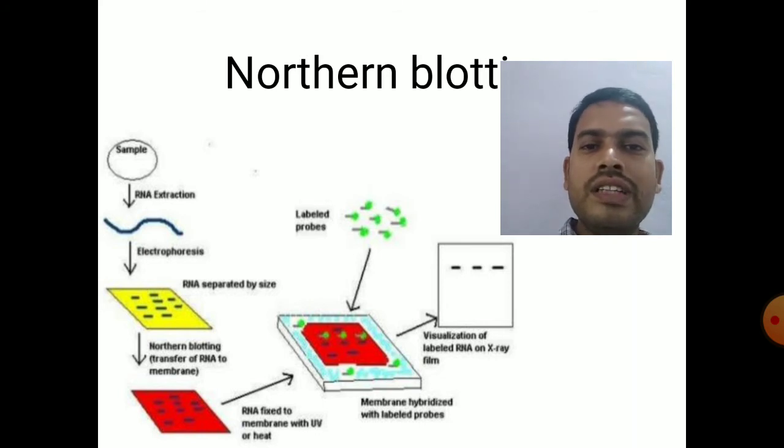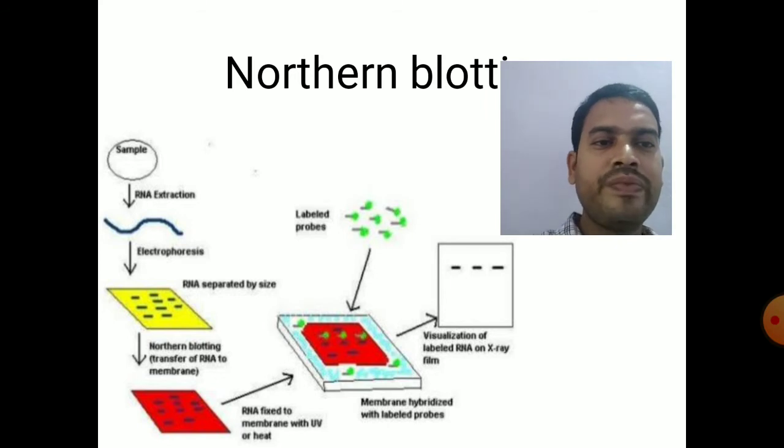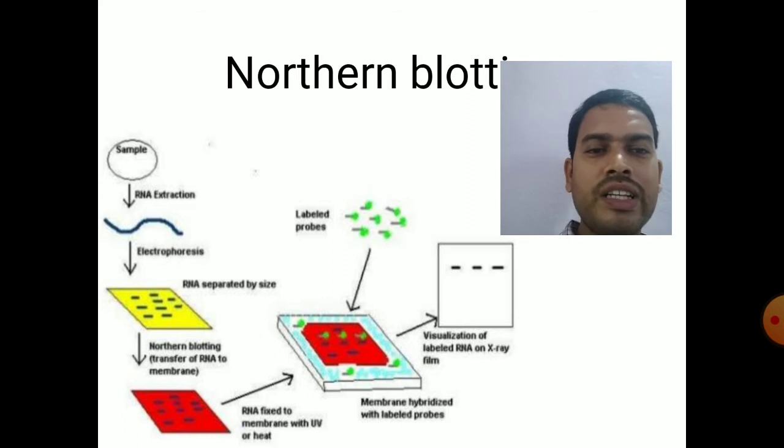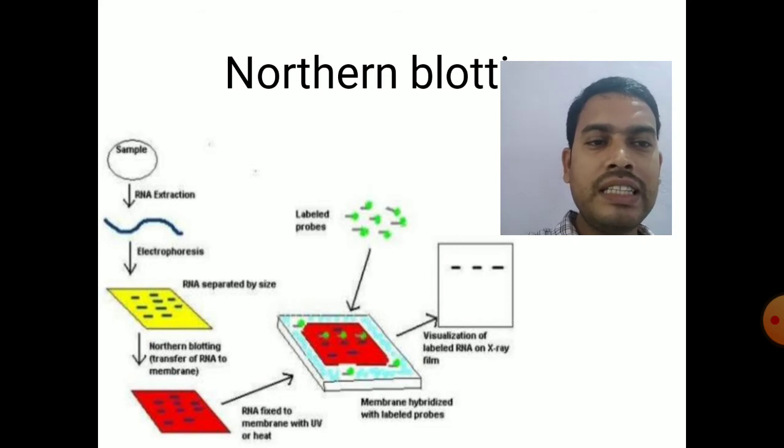Now the RNA which is extracted is subjected to electrophoresis directly. Since RNA molecules are single-stranded, there is no need for the denaturation step here, which is followed in Southern blotting. After electrophoresis in the agarose gel, the bands on the agarose gel are transferred onto a special type of membrane called DBM membrane, diazobenzyloxymethyl membrane or paper.